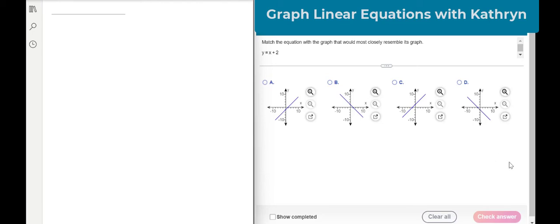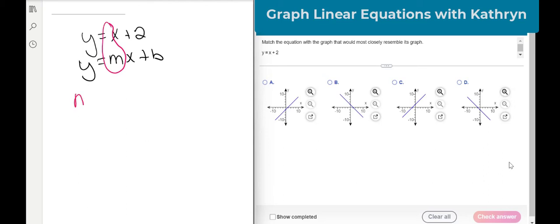So let's look at our equation. Y equals x plus 2. It's already in slope-intercept form, which is nice. I'm going to write y equals mx plus b right underneath it. So my slope is actually 1, but we're going to write it as a fraction, 1 over 1. And my y-intercept is 2, so I'm going to write b equals 2.